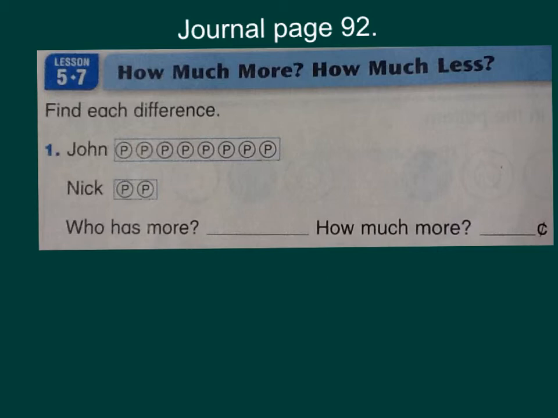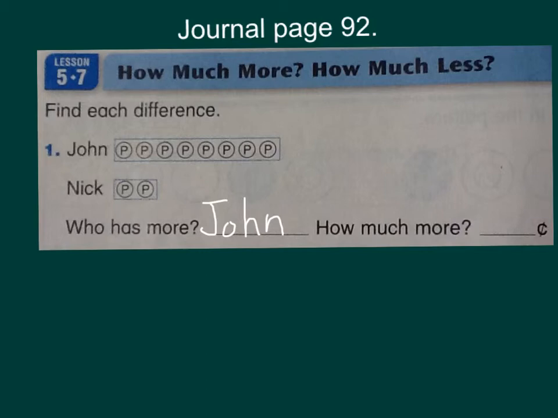Let's check problem 1. So boys and girls, the first thing we're going to do is take a look at our picture here and decide who has more. And by looking at this picture, we could determine that John has more. So go ahead and check your answer right now and see if you decided that John has more. Show me your thumbs up if you got that right.